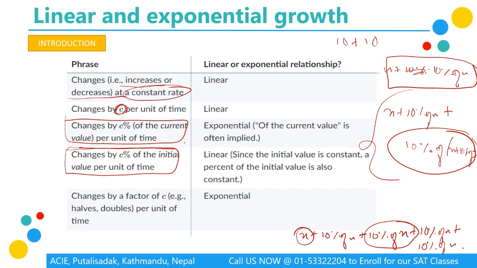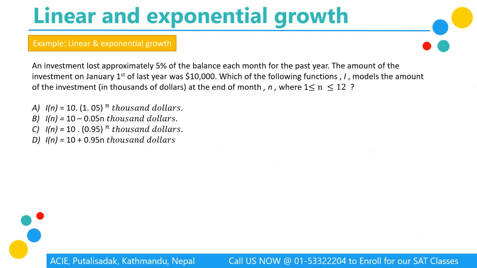Changes by a factor of c. When it says factor, it's multiplying, you're using multiplication, hence it's going to be exponential. Examples are halves or double, it's getting half, it's getting double, and so on, so that can happen.